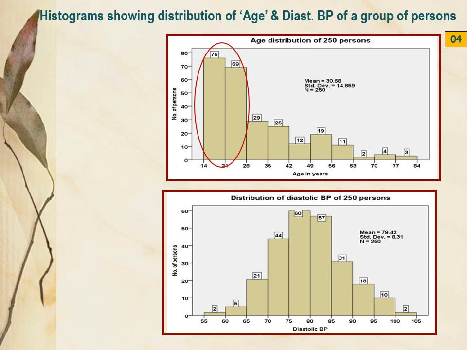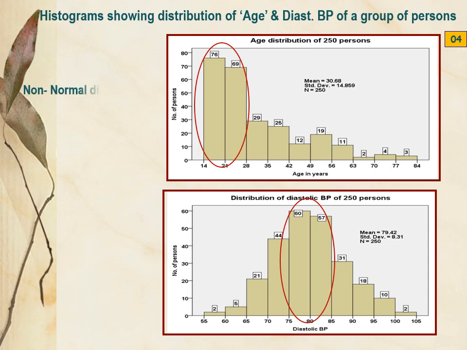The mean is 30.68, but most of the persons in this sample are aged from 14 to 21 and then 21 to 28. That is not 30. 30 is on the right side of that. This is one histogram. In the other histogram, the majority of the persons have blood pressure in the center. The average is 79.42 here. And as you deviate on either side of this center, the frequencies come down.